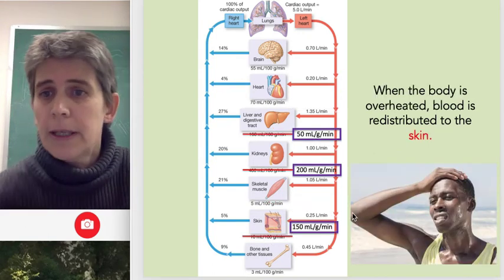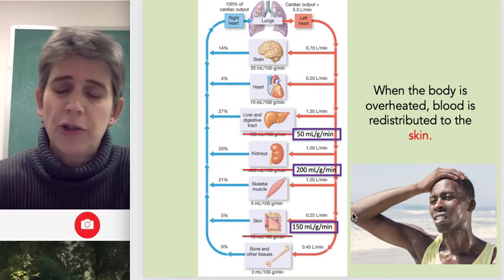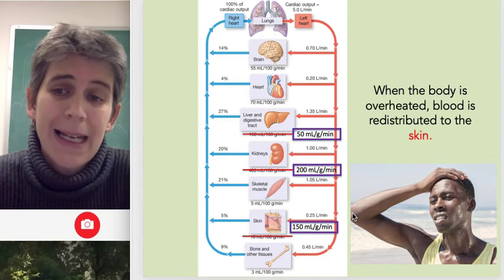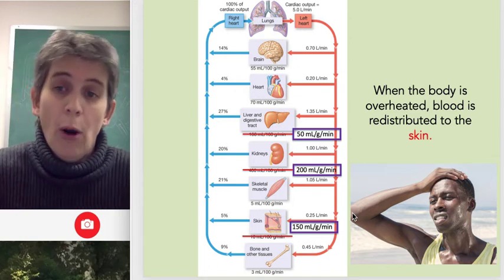Another example is when you're overheated, when your body is too hot, the way it's going to get rid of that heat is either by radiating it off the skin or by sweating, or both typically.